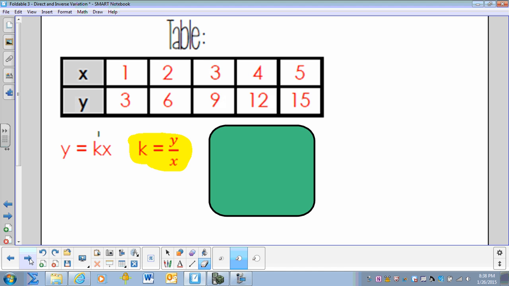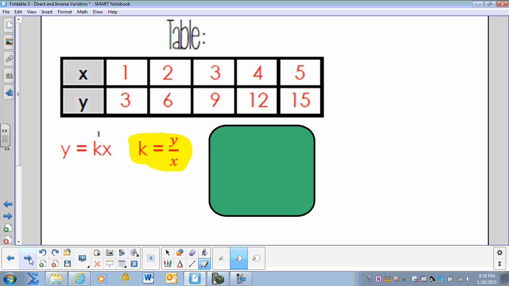Let's make a table that represents a direct variation. Our x values are 1, 2, 3, 4, and 5. Our y values are 3, 6, 9, 12, and 15.